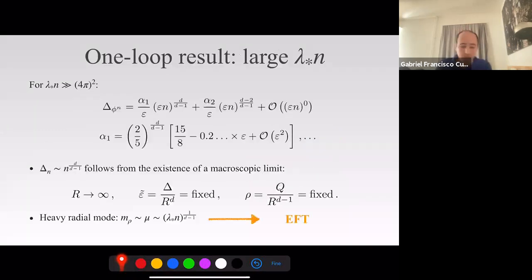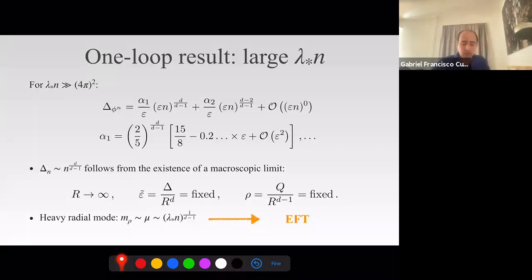And this is drastically different from what happens at large lambda n. At large lambda n, you have an expansion which takes this form. So the leading term will be like n^(d/(d-1)) with a coefficient which depends on epsilon. And then n^((d-2)/(d-1)), again with a coefficient depending on epsilon. And here I wrote down explicitly alpha 1 just for illustration, and alpha 2 was a similar expansion.